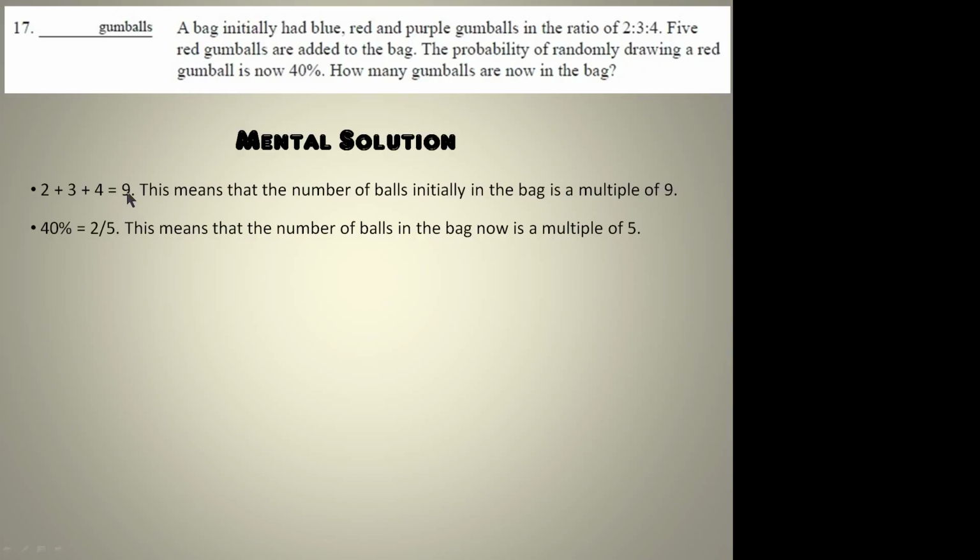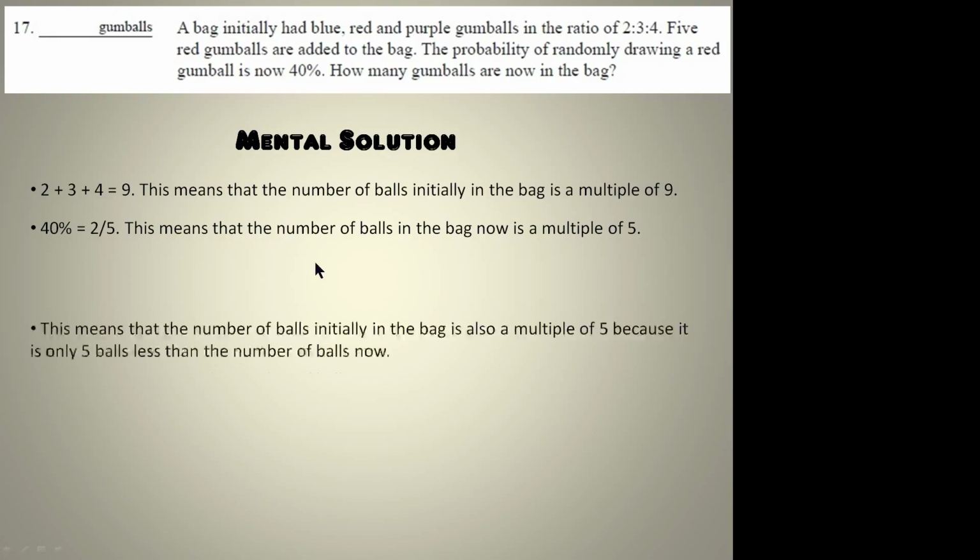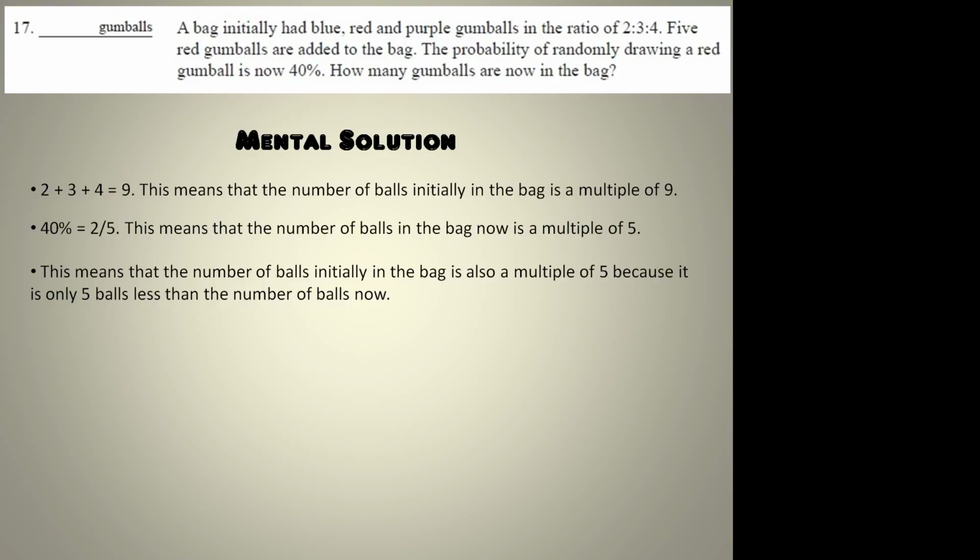But if the total number of balls in the bag is a multiple of 5, that means the total number of balls before you add the 5 balls is also a multiple of 5, because a multiple of 5 minus 5 is also a multiple of 5. So the total number of balls initially in the bag is also a multiple of 5. But we also know it's a multiple of 9. So that means the total number of balls initially in the bag is a multiple of 45.